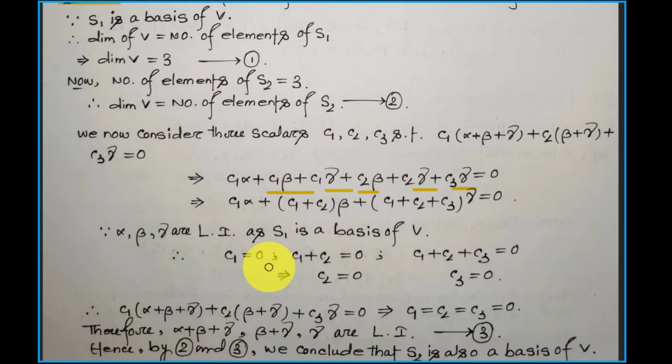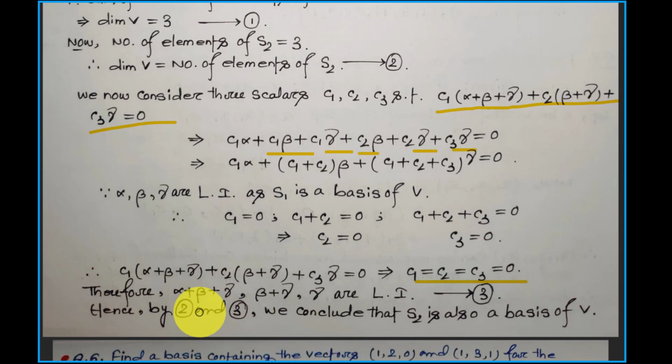So C1 equals 0, and C1 plus C2 equals 0, and C1 plus C2 plus C3 equals 0, which implies C1 equals 0, C2 equals 0, and C3 equals 0. So if we come to this line, C1 into (alpha plus beta plus gamma) plus C2 into (beta plus gamma) plus C3 into gamma equals 0 implies C1 equals 0, C2 equals 0, C3 equals 0. That is, by the definition we can say these elements are linearly independent.